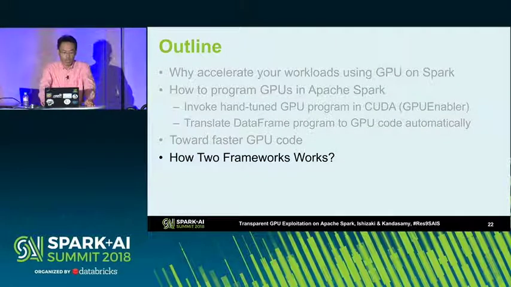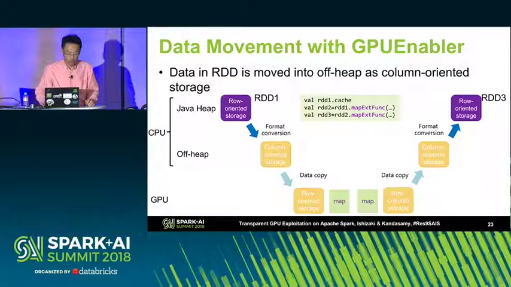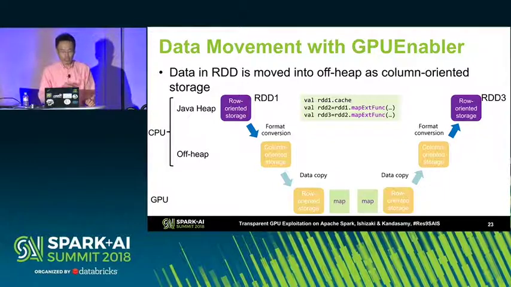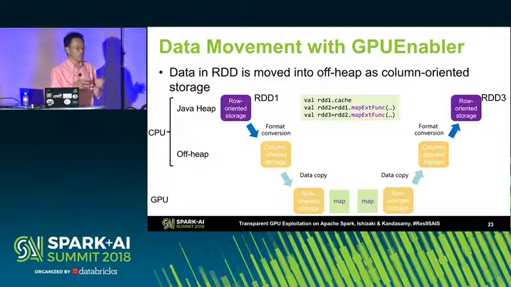So next section, I'd like to talk about how the two approaches work from the data movement view and code generation view. So here is a figure for the GPU enabler. Regarding the data movement, GPU enabler basically handles the RDD. So RDD exists in the Java heap by using the row-oriented storage.